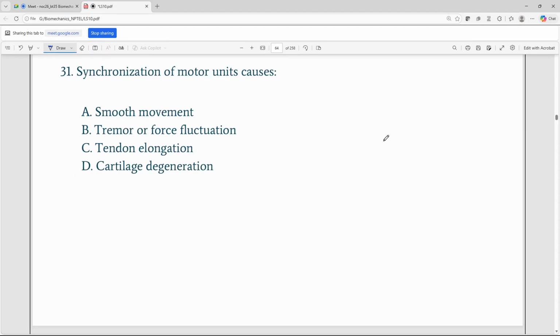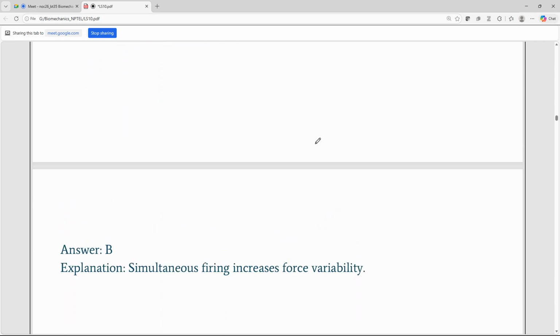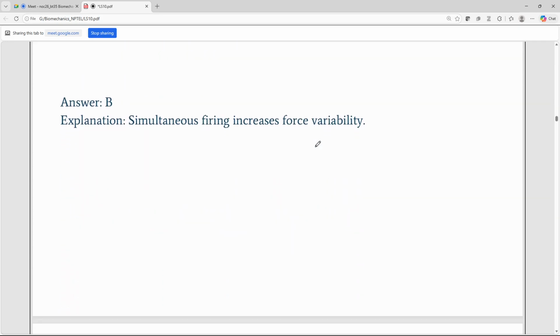Answer is option B, because simultaneous firing increases force variability.